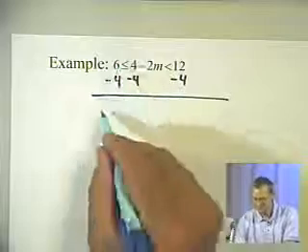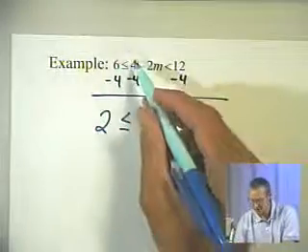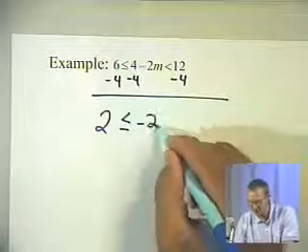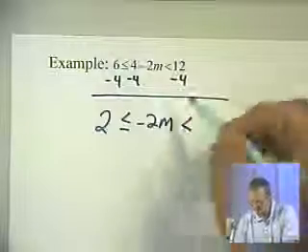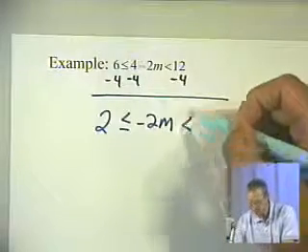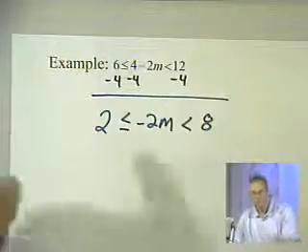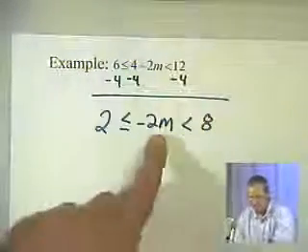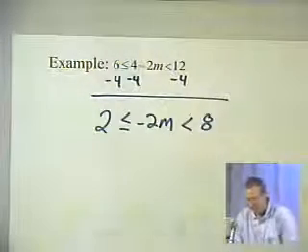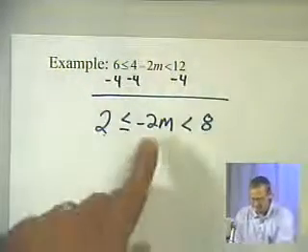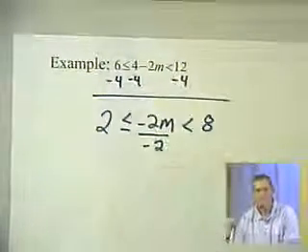So 6 minus 4 is 2, less than or equal to, and now these 4's cancel. I'm left with a negative 2m in the middle. Again, the direction of the inequality is unaffected by subtraction. So by one step, I've got rid of that 4, and now I have negative 2m in the middle. But that's not what we want. We want an m in the middle. So to get rid of the negative 2, I divide by negative 2 on each side.